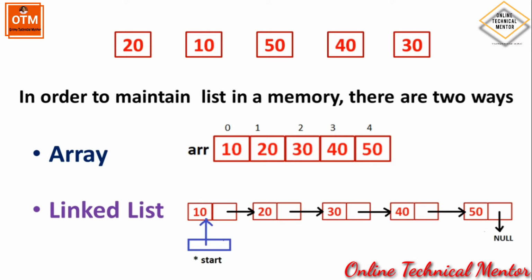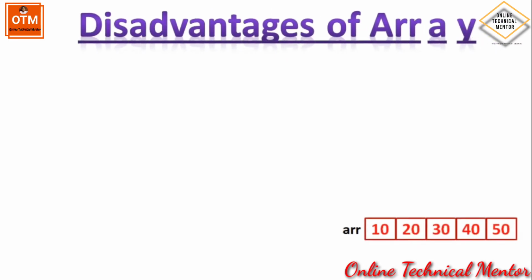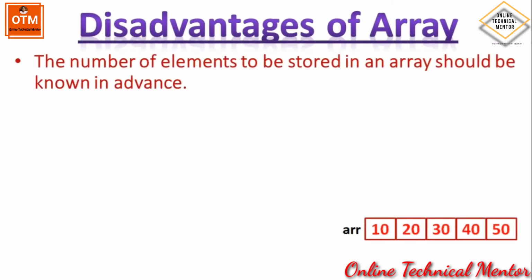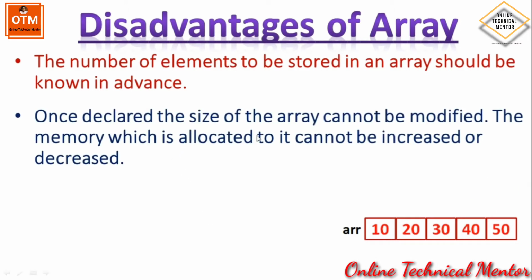Before starting linked list, let me remind you about the disadvantages of array. The first one is that the number of elements to be stored in an array should be known in advance. If it is not known to you, then you may face problems during runtime. Once declared, the size of the array cannot be modified. The memory allocated to it cannot be increased or decreased. And for that, array is called a static data structure.